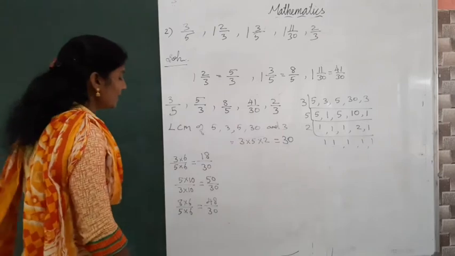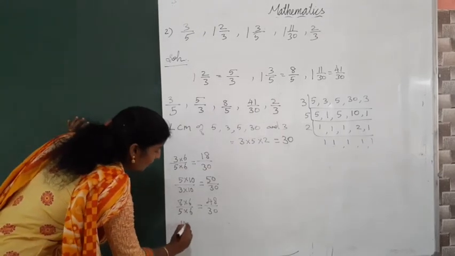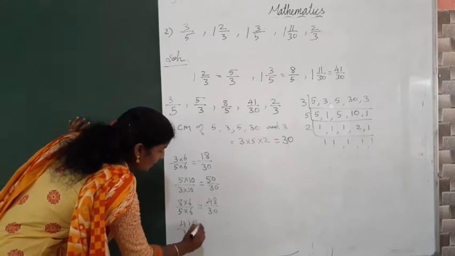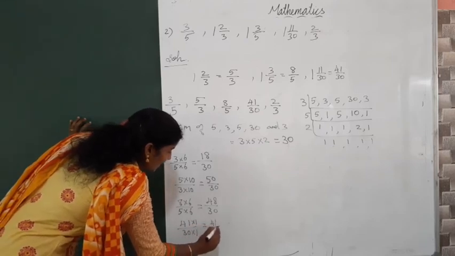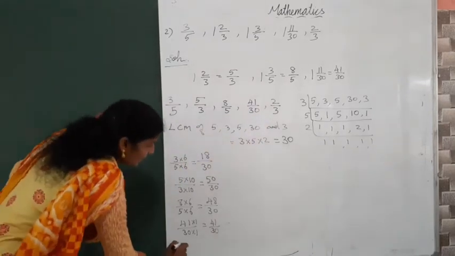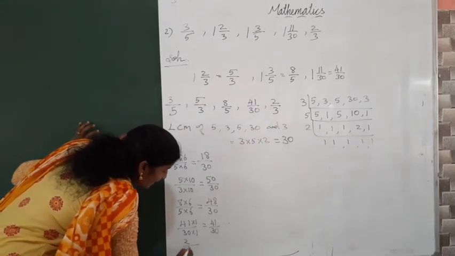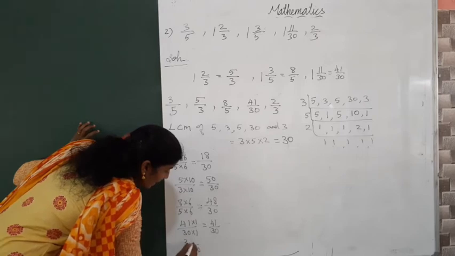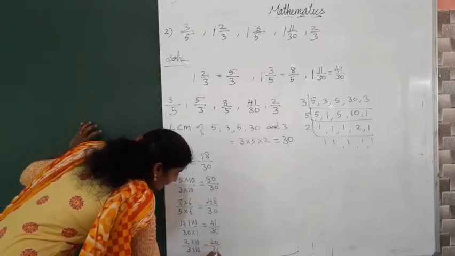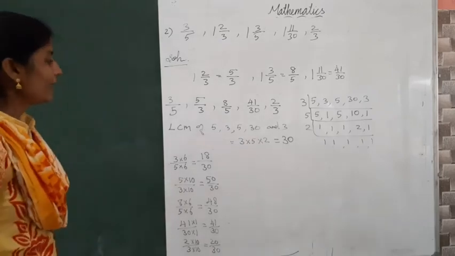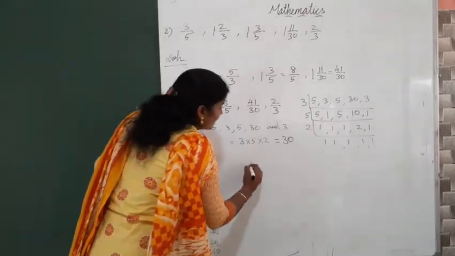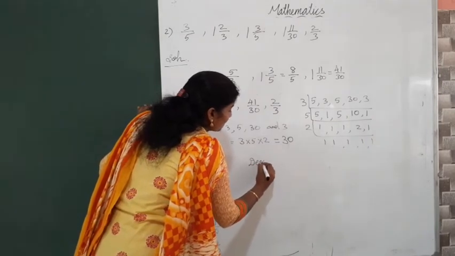Then 41 by 30. Already we have 41 by 30, so we can multiply by 1; otherwise we can write 41 by 30. Now 2 by 3, isn't it? 2 by 3, 3 into 10, so 20 by 30. Clear? Now we can arrange in descending order. What is the descending order?